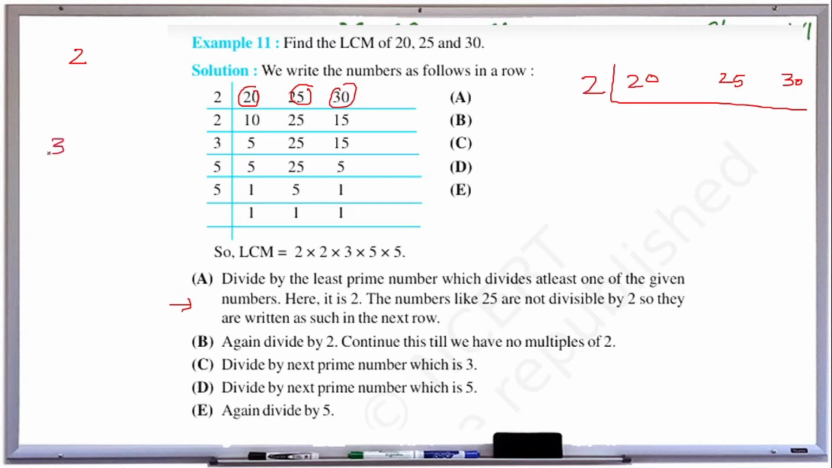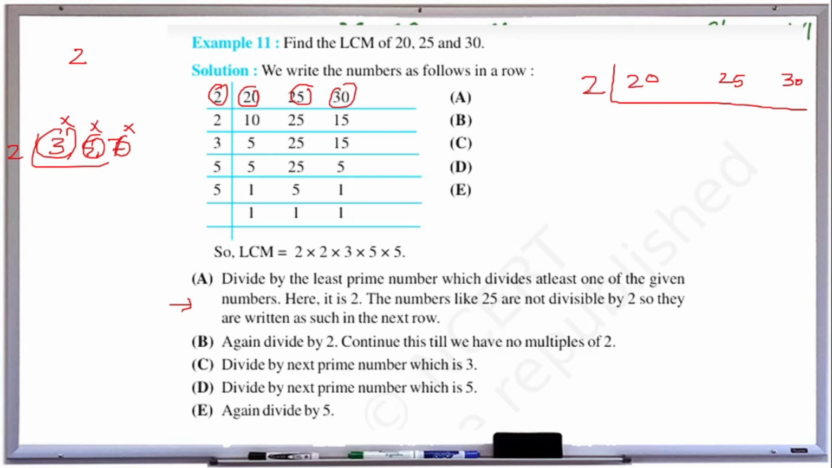Suppose these are 3, 5 and 7. For example, 3, 5 and 7. I cannot write 2 because 2 will not divide any one of these numbers. So at least one number should be divisible by 2, so that I can write 2 here. So I am writing 2 here.